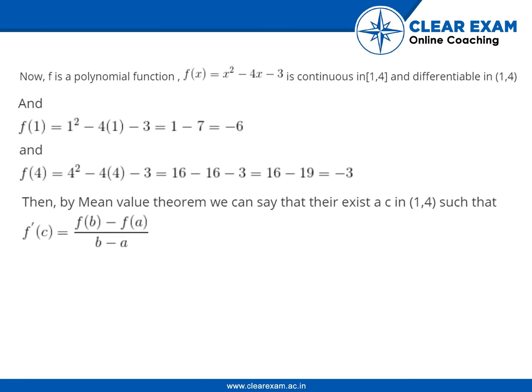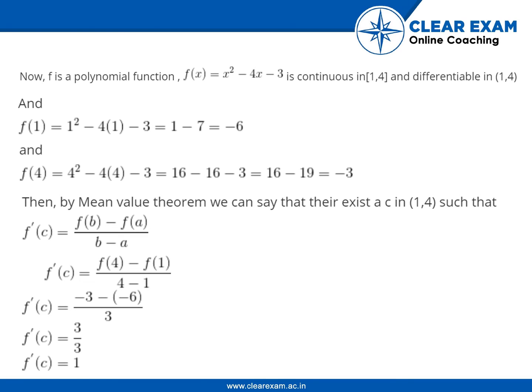Then by mean value theorem we can say that there exists a c in (1, 4) such that f dash c is equal to f(b) minus f(a) upon b minus a. Therefore f dash c is equal to f(4) minus f(1) upon 4 minus 1. f dash c is equal to minus 3 minus of minus 6 upon 3. f dash c is equal to 3 upon 3. f dash c is equal to 1.